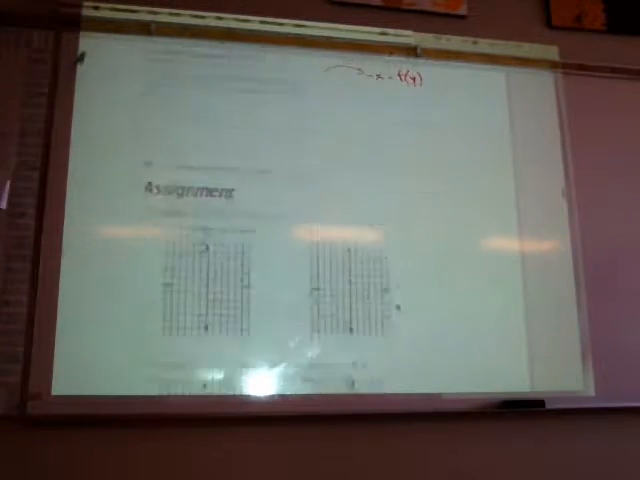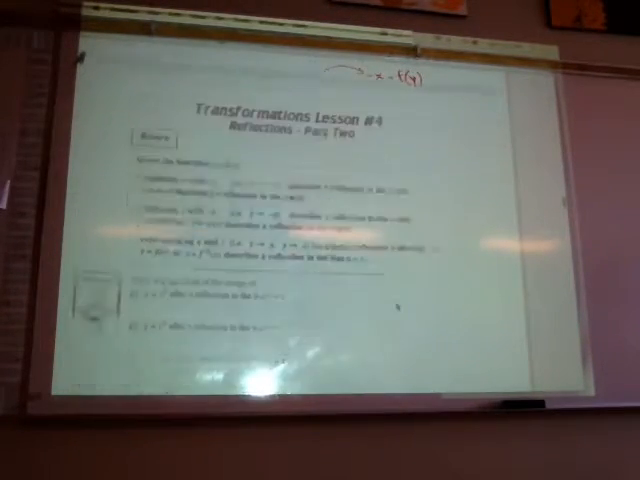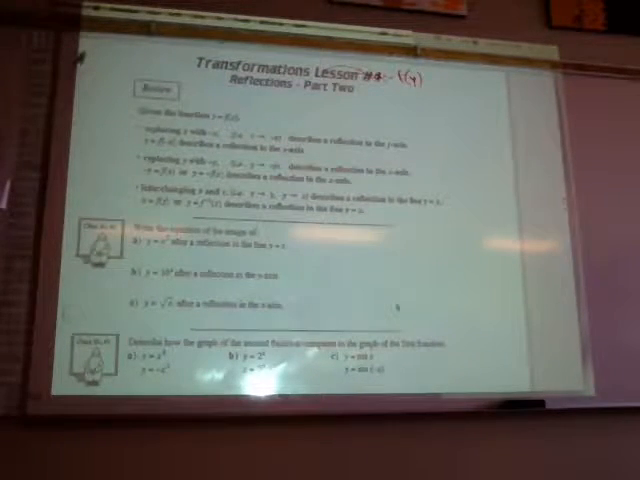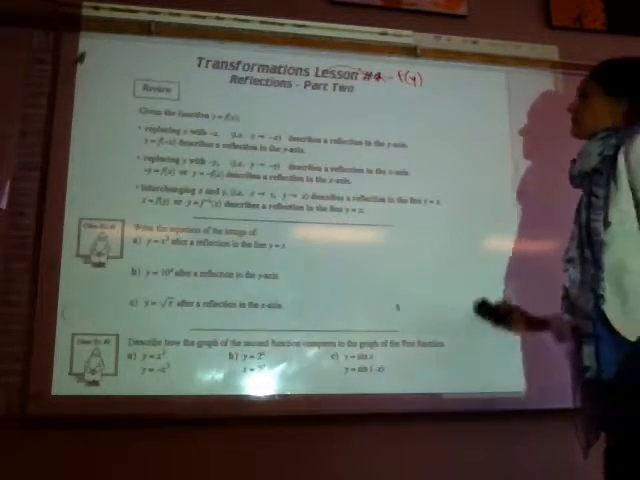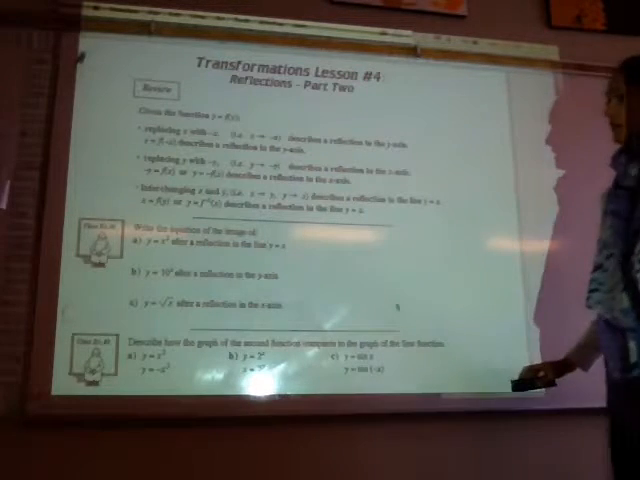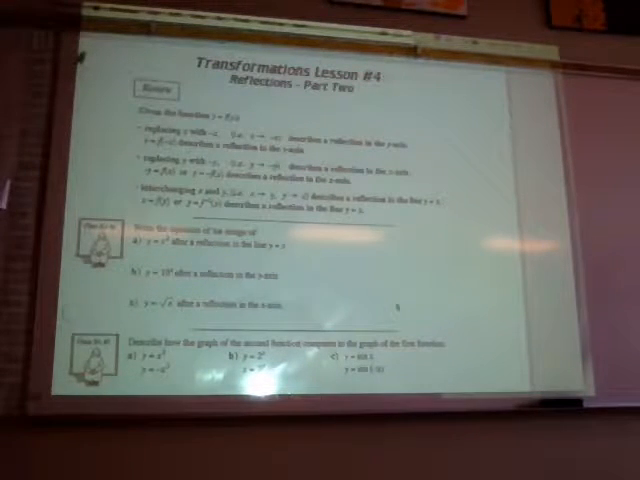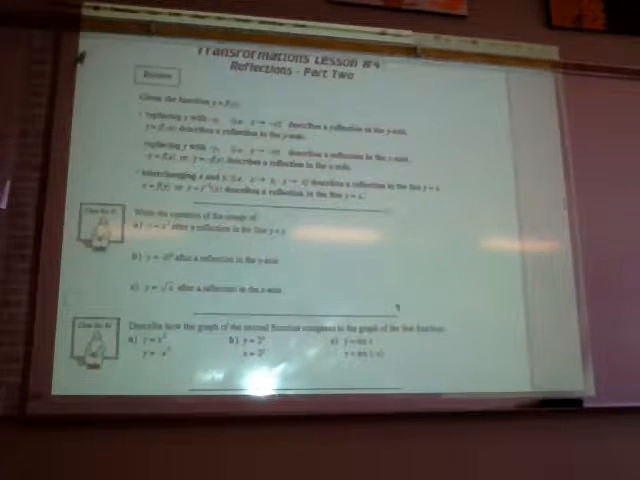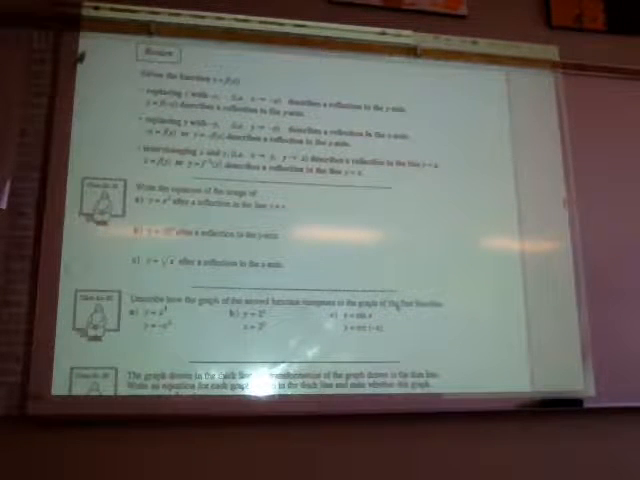So we're just going to fast forward to lesson 4, and basically we're going to practice using those notations and review a little bit of the individual reflections.